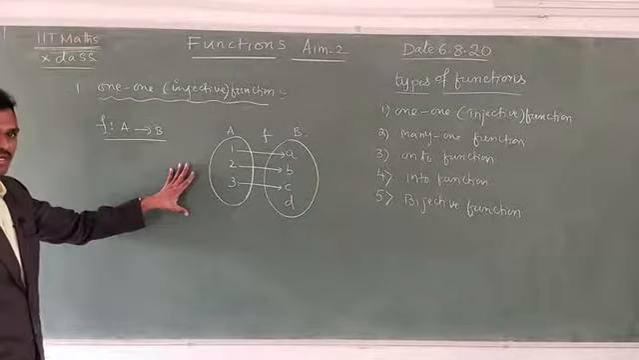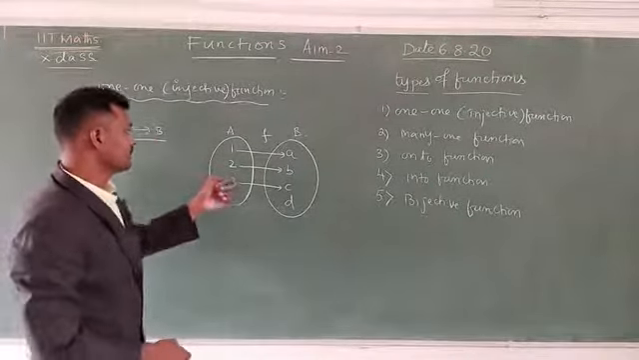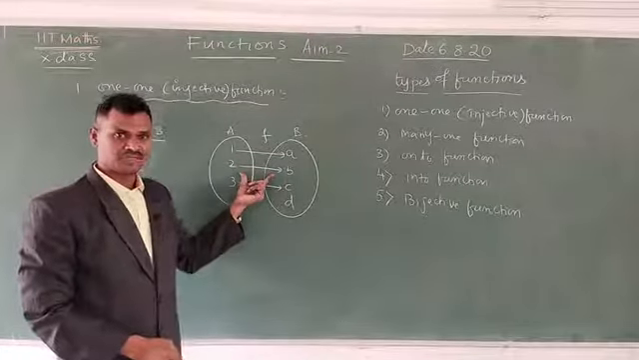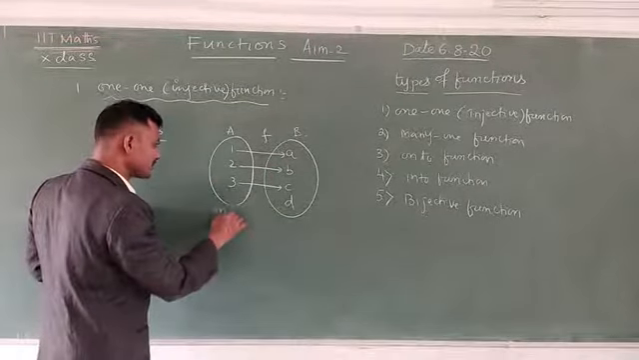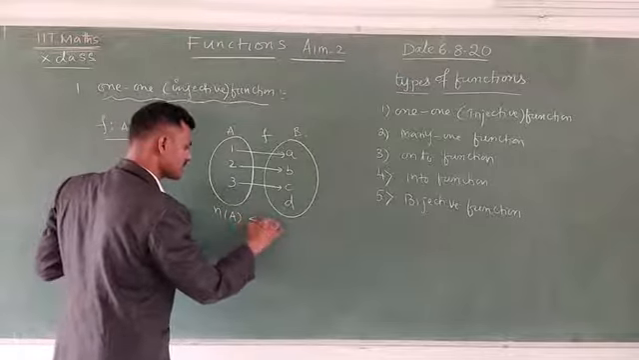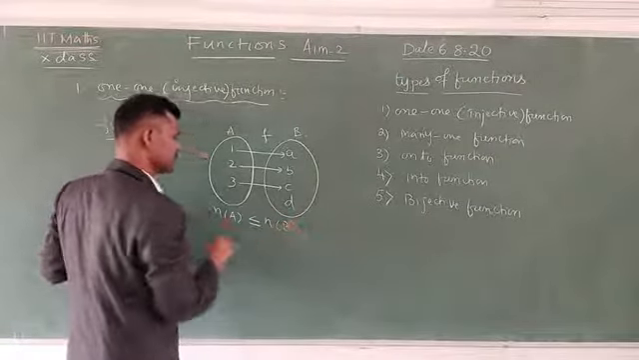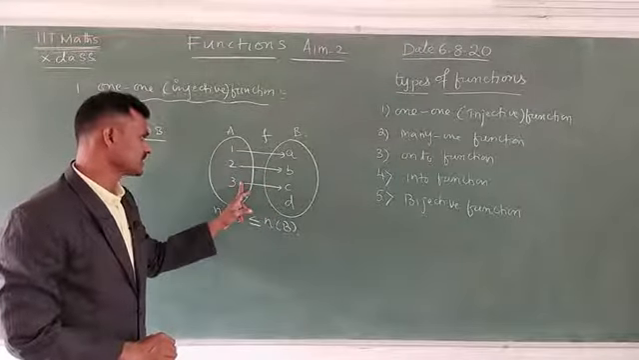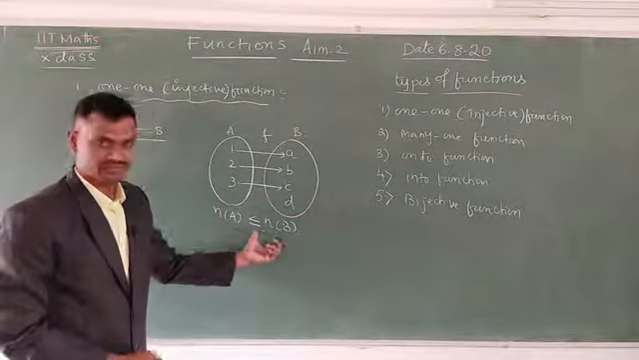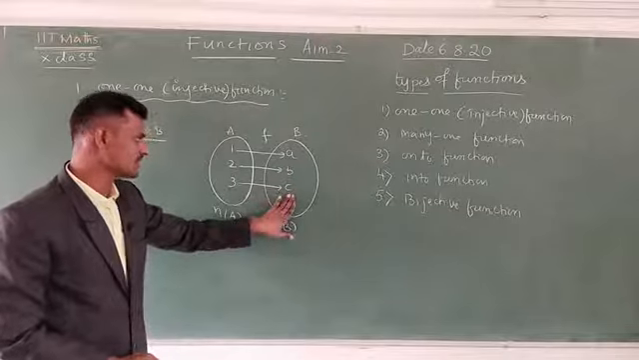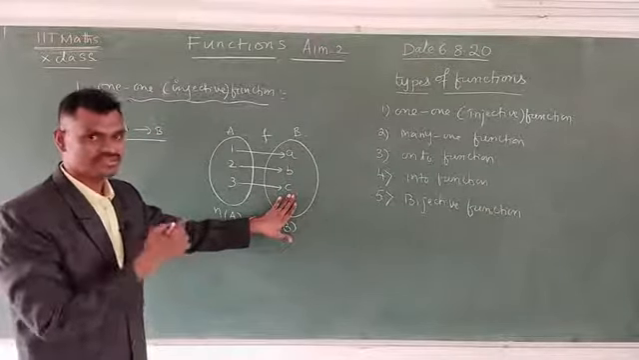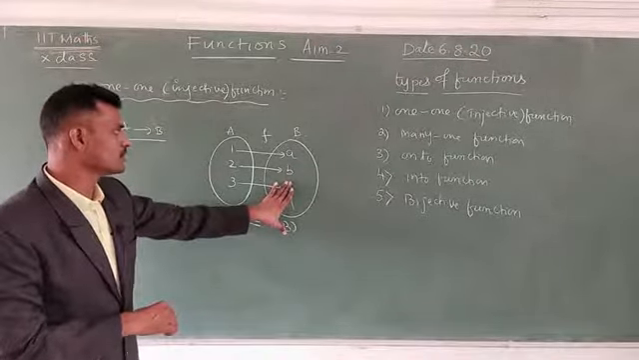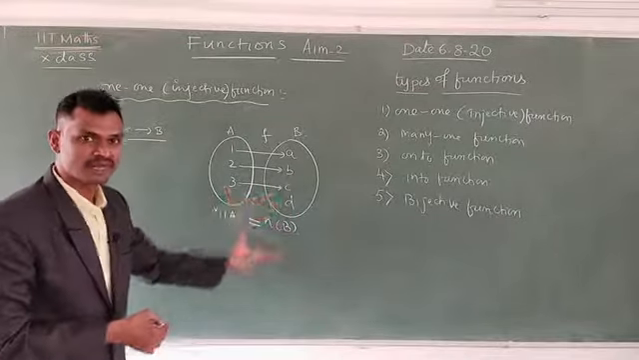Understand clearly? Now, when is a one-one function possible? It is possible only when the number of elements of set A is less than or equal to the number of elements of set B. Here A has 3 elements and B has 4 elements, so a one-one function is possible. If B has 3 elements, it is also possible. Suppose B has only 2 elements, then it is not possible.